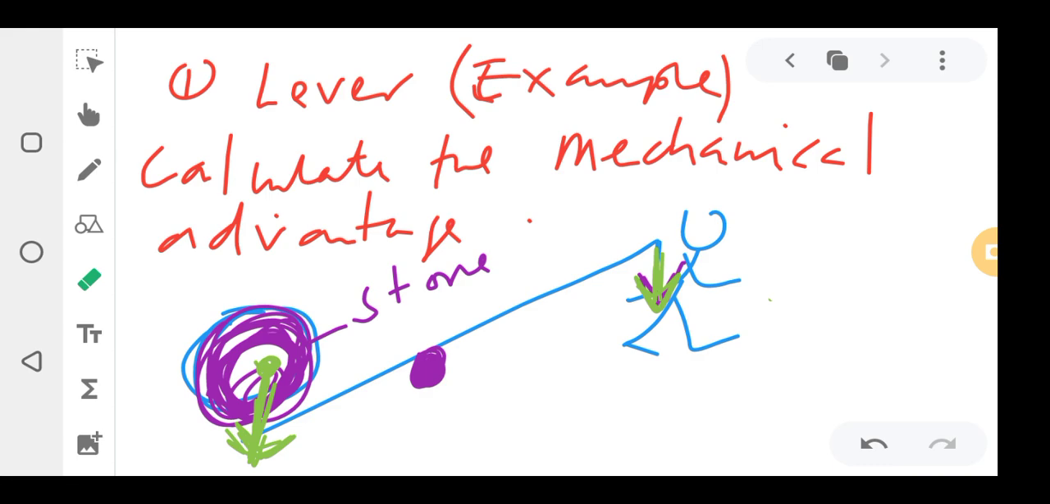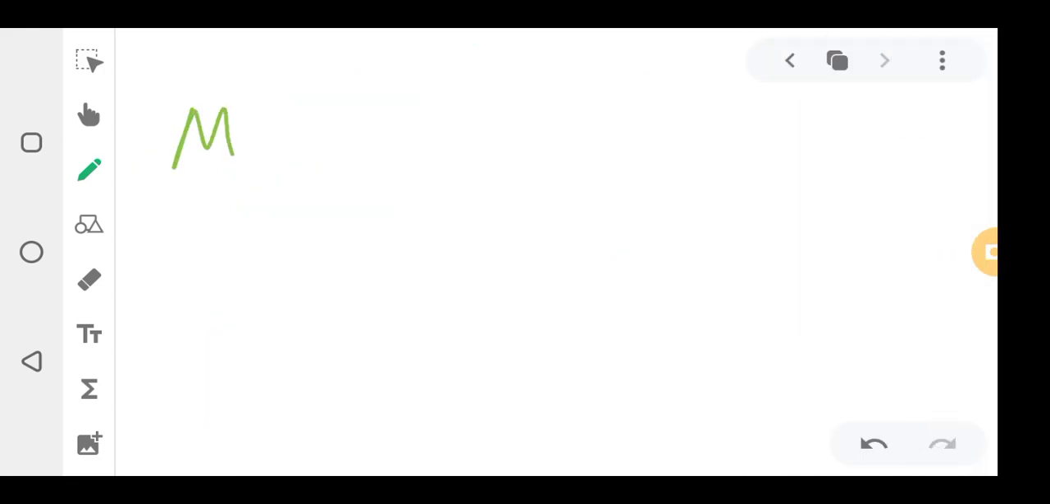So this stone is actually how many newtons? Let's say it is 1,000 newtons. And then the effort applied here is, let's say, 20 newtons. Okay, let me use 20,000 newtons, and the effort applied is 120. We're supposed to calculate the mechanical advantage. So write the formula: mechanical advantage is equal to the load divided by the effort.